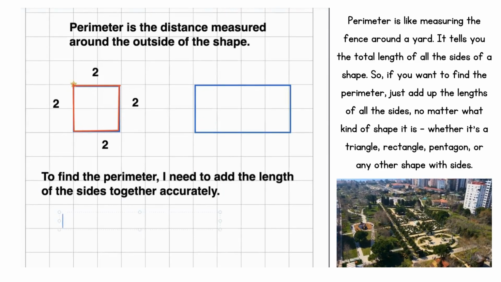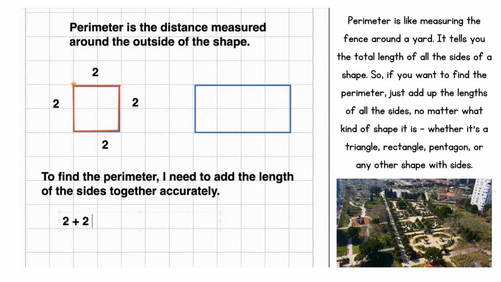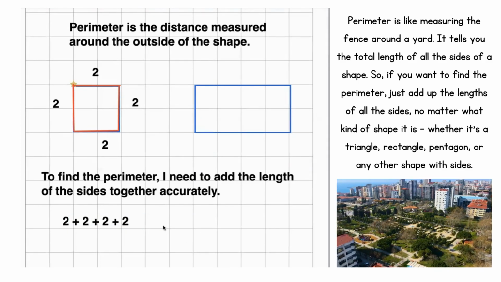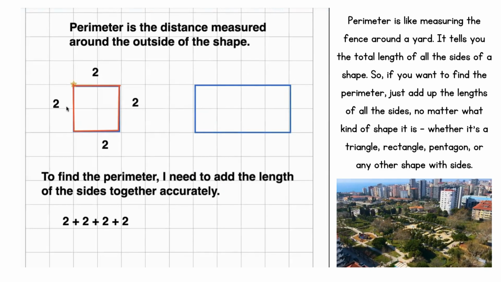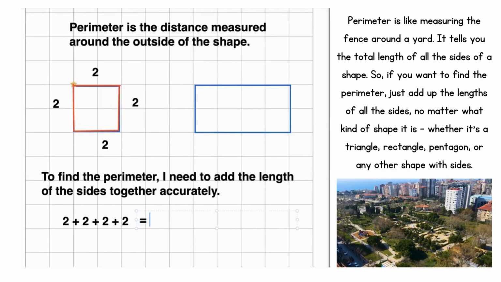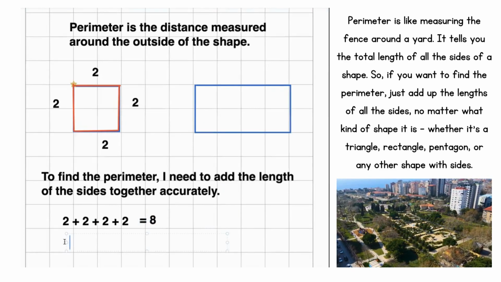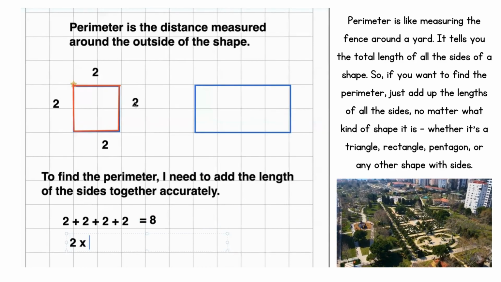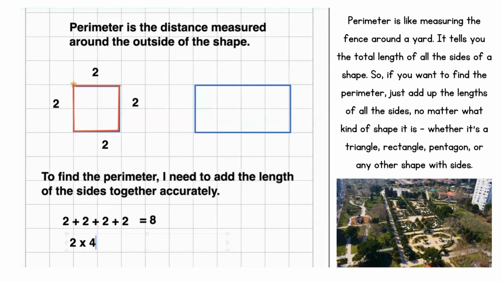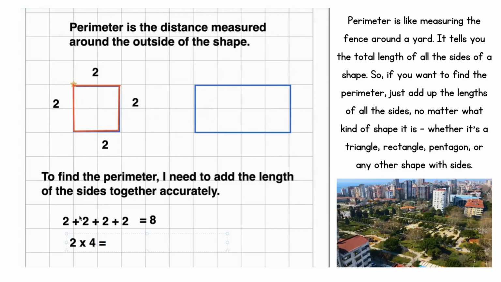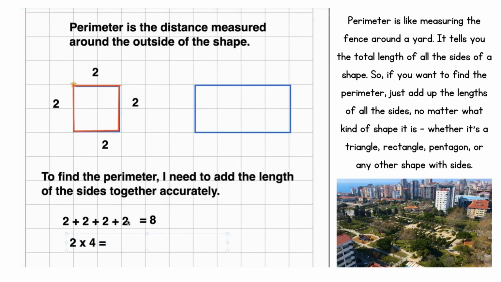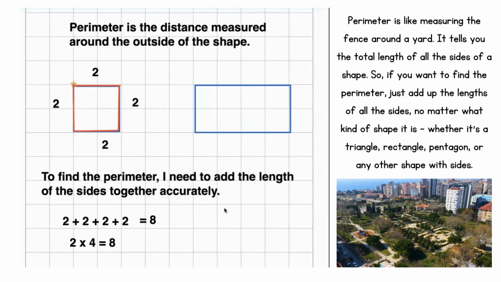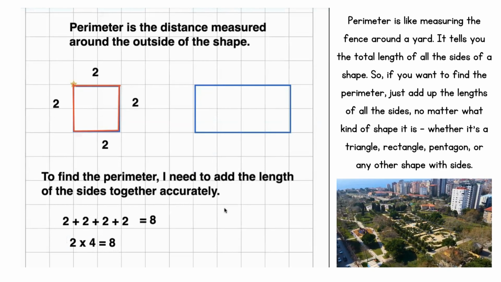So here we go. We've got 2 plus 2 plus 2 plus 2. Okay, what is 2 plus 2 plus 2 plus 2? Well, that equals 8. Or we can use our multiplication. 2 times 1, 2, 3, 4. There's 4 2's here. And 2 times 4 is 8. Remember, multiplication is just repeated addition, but it's like a shortcut.